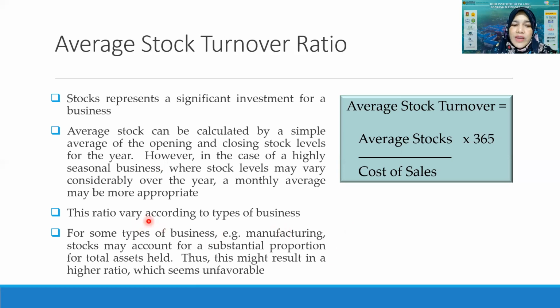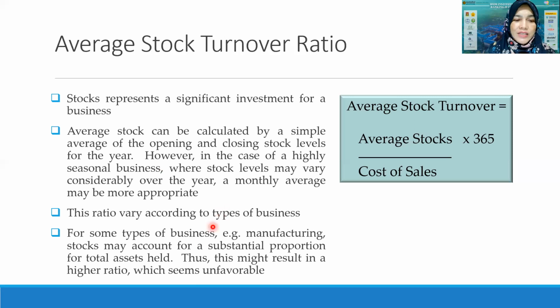This ratio varies according to the type of business. Again, every different type of business has its own ratio. We cannot compare the performance of a manufacturing company with an airline company. We have to compare Apple with Apple. Airline companies have to be compared with airlines. We cannot compare companies from two different industries.